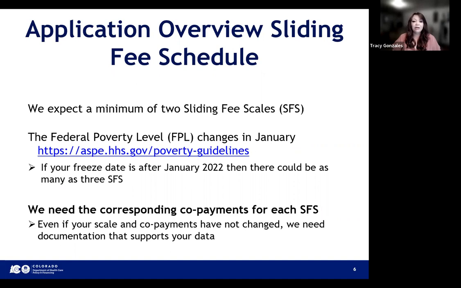Question 2 in the application pertains to the sliding fee schedule. We do expect a minimum of 2 sliding fee scales and the corresponding copayments for each, covering calendar year 2021 to your freeze date. And because the federal poverty level changes in January, and depending on your freeze date, you could have as many as 3 sliding fee scales. But the important thing to remember is that you must provide sliding fee scales that support the time frame of your application. And even if your scale and copayments have not changed, we still need documentation to support your data.